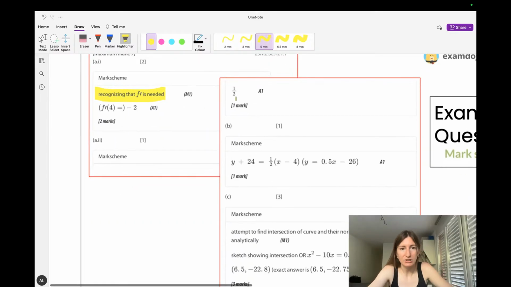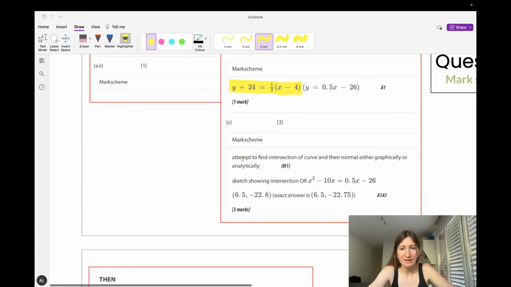All right, then we had writing down just a half. You don't even have to say m equals a half, just half. Then we had substituting. So see here again, you did not need to multiply it out for that mark. And then here, attempt to find intersection of curve, either graphically or analytically. So just having your attempt, you could write out this to show that you know that you're finding the intersection, or a little sketch could get you that method mark.